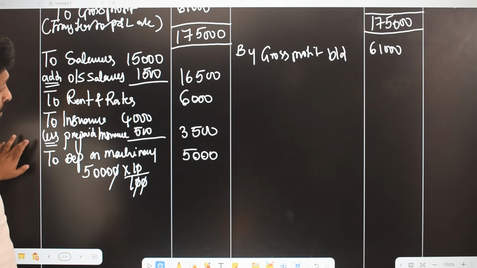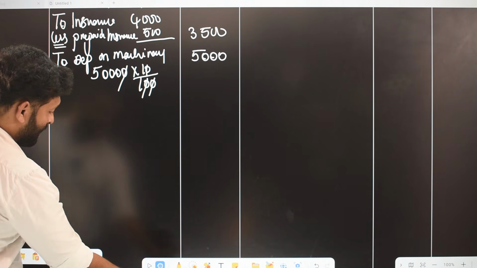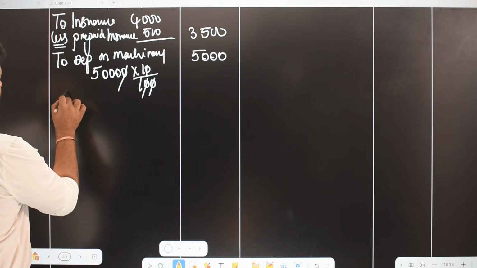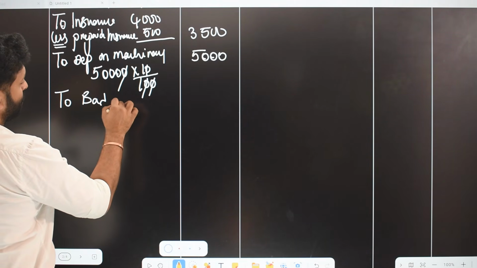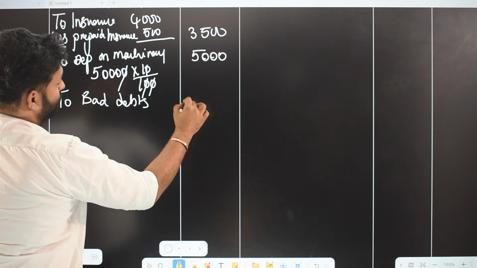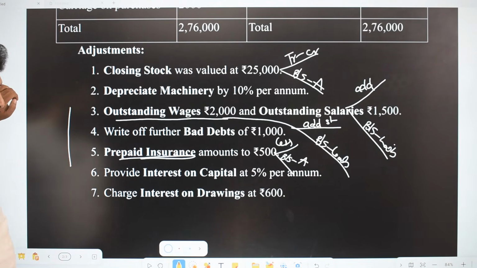Second time, it should be deducted from the debtors in the balance sheet on the asset side. Now post the bad debts here. Bad debts 1,000. The next adjustment, what are the next adjustments?